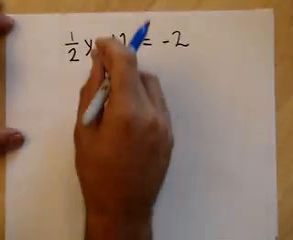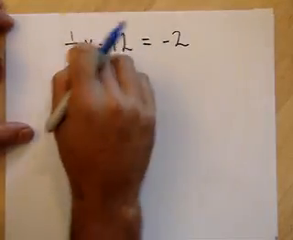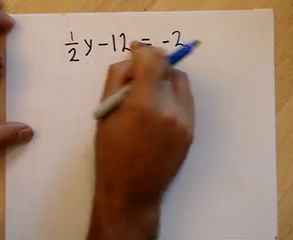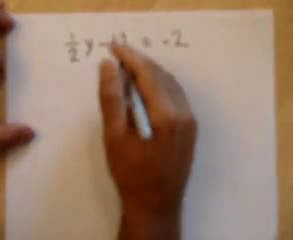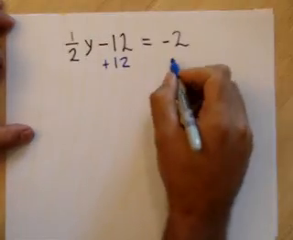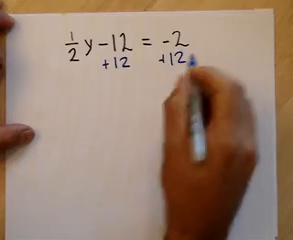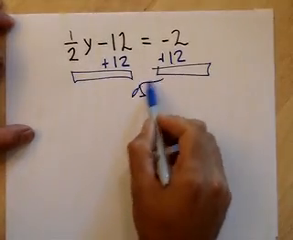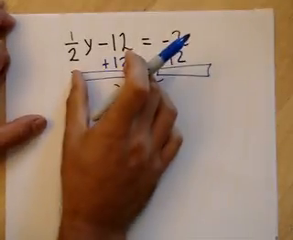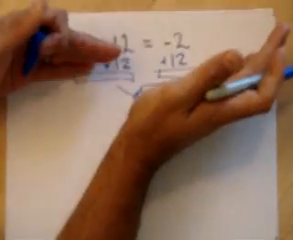Well, let's undo this. Remember, we're going to peel the onion. This is 1/2 times y minus 12, right? The last thing that was done to this was a minus 12. So let's undo this minus 12 by adding 12 to both sides. Remember again, this is like a scale, and it's balanced. It's totally even. If I just add 12 to this side, it's going to go.